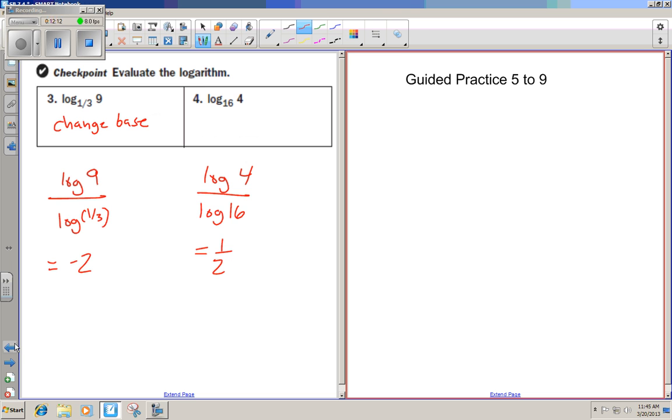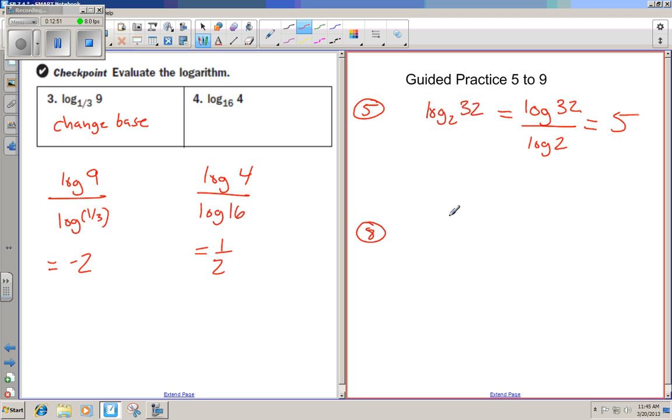Guided practice 5 to 9. We probably won't do all of them because we're just evaluating using the change of base formula. So let's take a look at 5. 5 says log base 2 of 32. On your own, pause the video and come up with the change of base formula. You take log 32, divide it by log 2, and you should get 5.